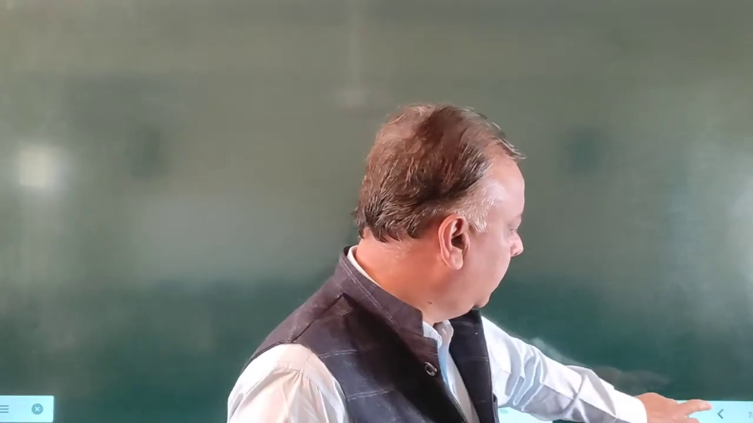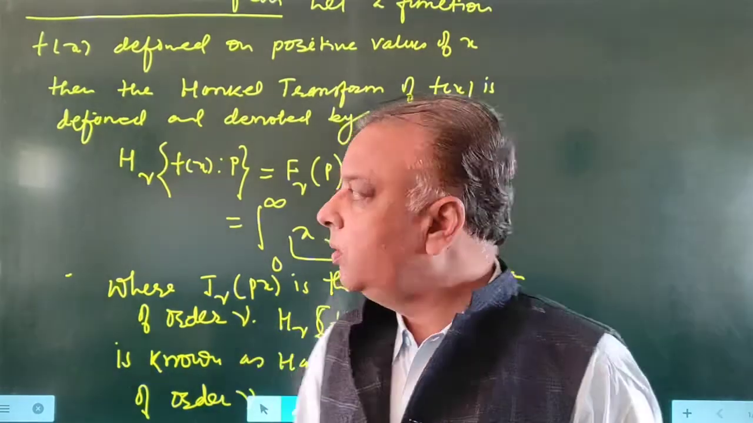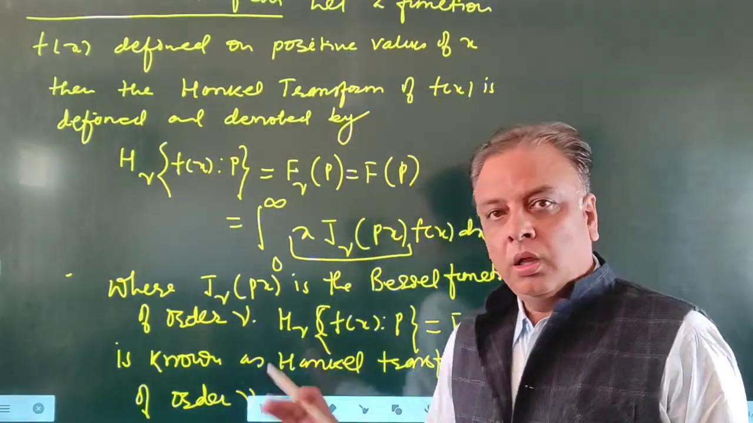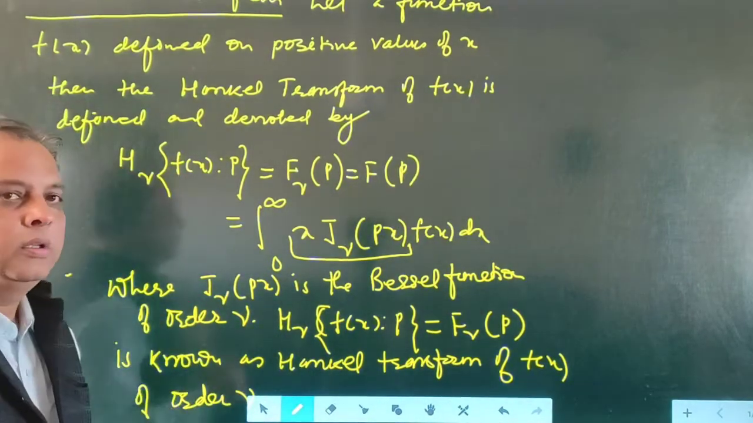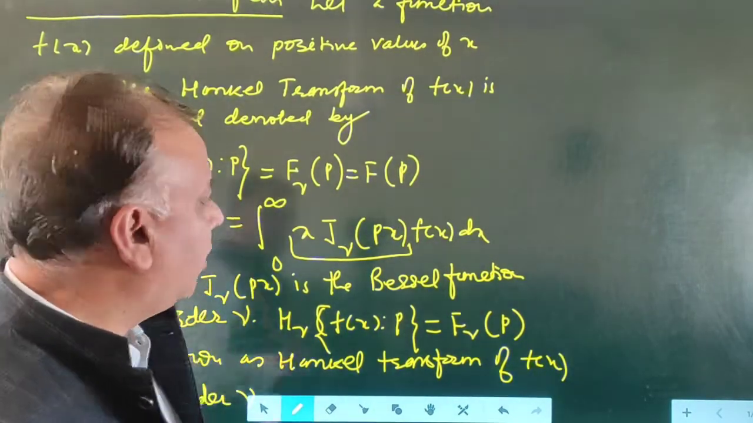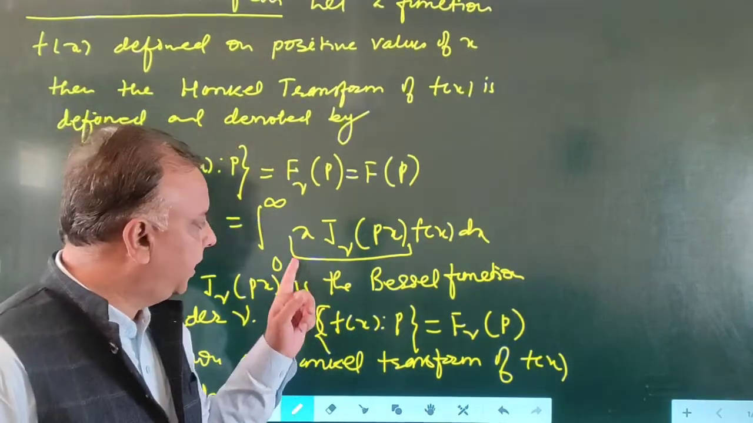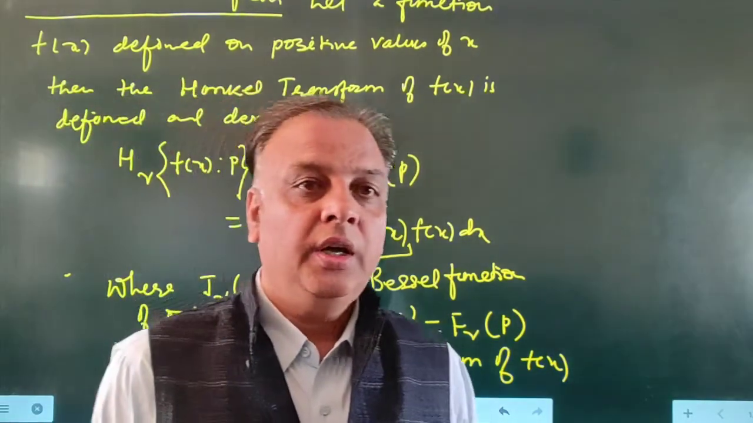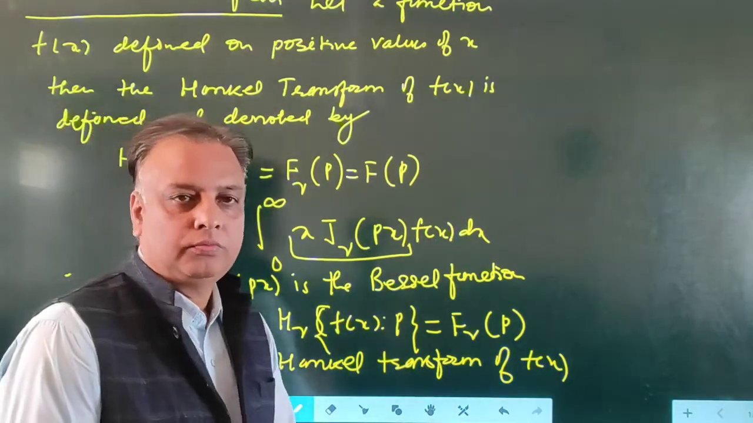Good morning, students. As earlier, we have discussed the Hankel transform. What is the Hankel transform? As we have defined earlier, the Hankel transform of a function f(x) with respect to parameter p of order nu is defined as the integral from 0 to infinity of x J_nu(px) f(x) dx. It can be written as F_nu(p) or F(p) also.